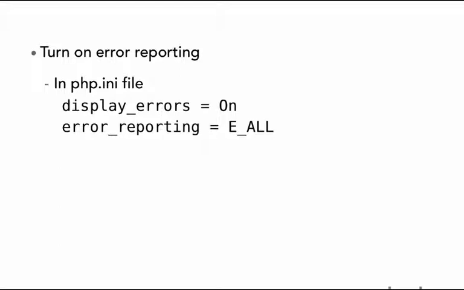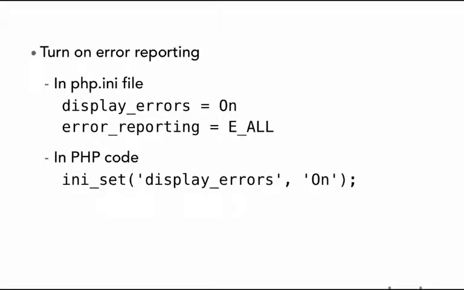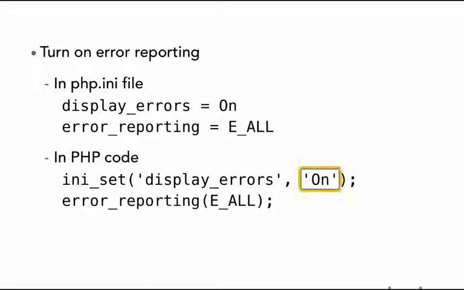We can also set the error reporting on the fly in our PHP code. This is especially useful if we are working on a server where several people are sharing a copy of PHP. The php.ini file might not have the settings that we want customized for our little bit of code. So in that case, we can use the function ini_set to set the value as if it had been set in the ini file. So I can set display_errors to be turned on, and I can set error reporting using the error_reporting function. Notice that on is the word on, it's a string, but error reporting is using a constant. E_ALL is a constant. It does not get quotes around it.